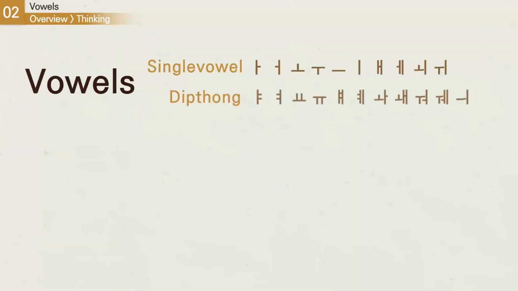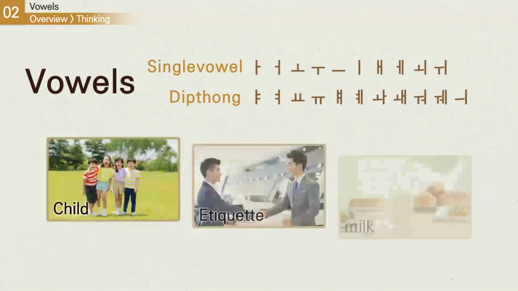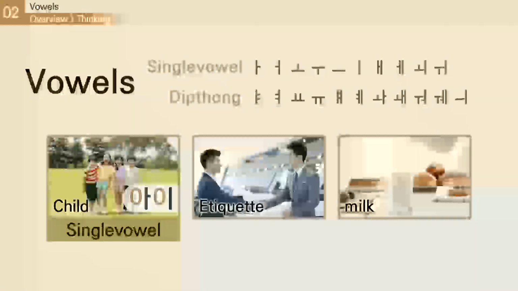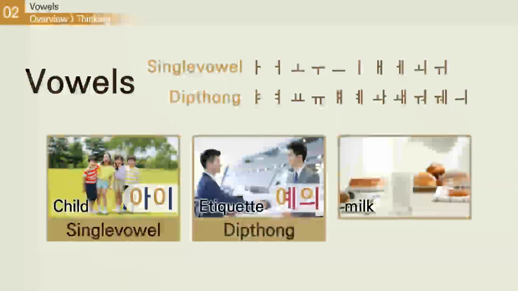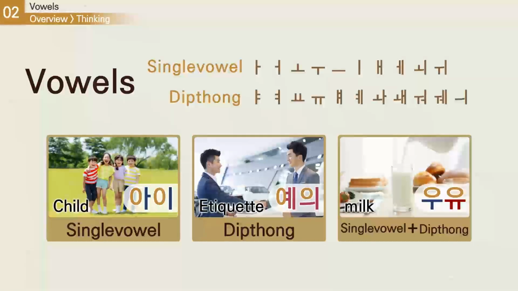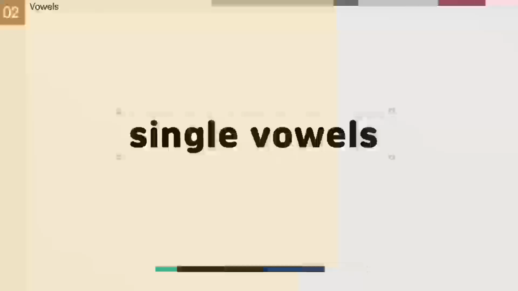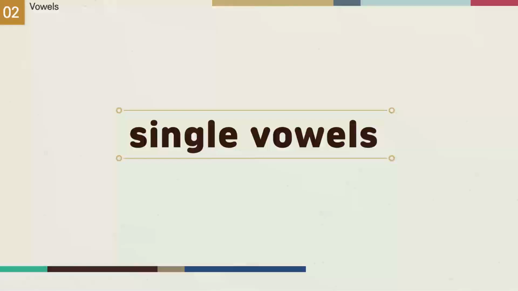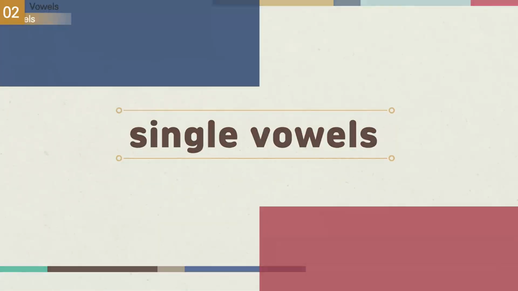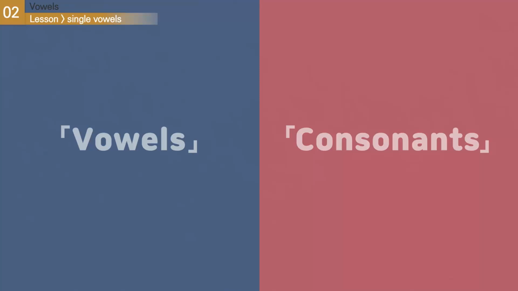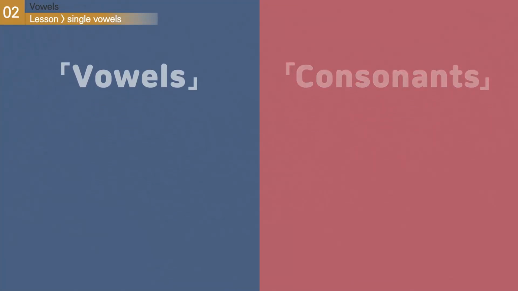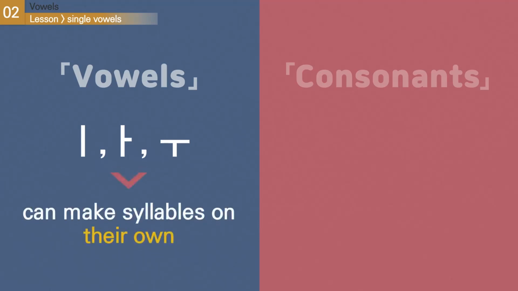There are two types of vowel characters, single vowels and diphthongs. Ai is made up of single vowels. Yei is made up of diphthongs. And uyu is made up of the single vowel u and the diphthong. Hangul consists of consonants and vowels. It's important to note that vowels such as I, A, and U can make syllables on their own.